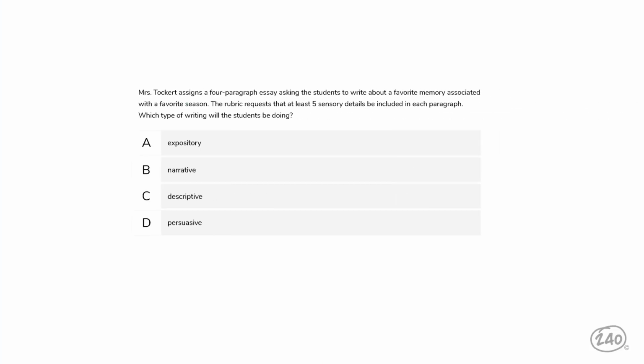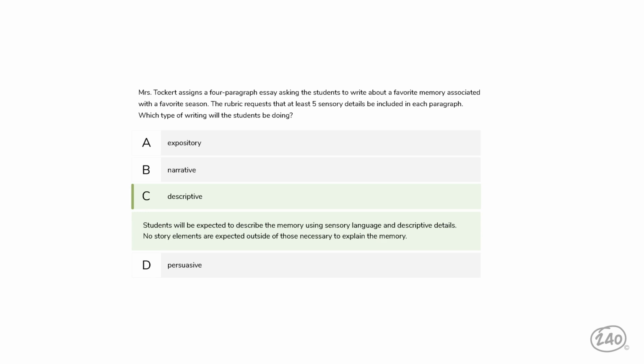Mrs. Tockert assigns a 4-paragraph essay asking the students to write about a favorite memory associated with a favorite season. The rubric requests that at least 5 sensory details be included in each paragraph. Which type of writing will the students be doing? Expository, narrative, descriptive, persuasive. Descriptive is the correct answer because students will be expected to describe the memory using sensory language and descriptive details. No story elements are expected outside of those necessary to explain the memory.